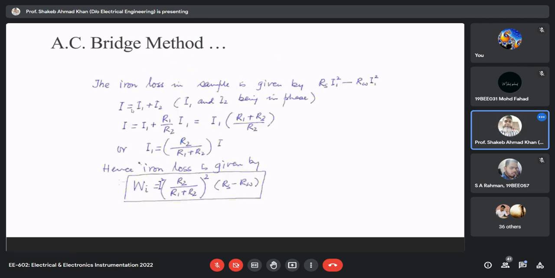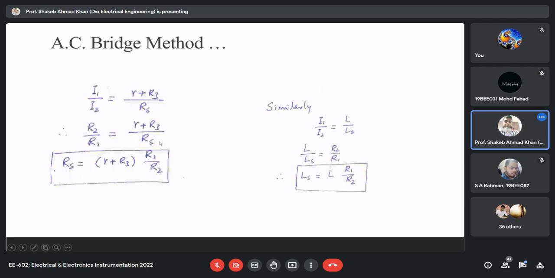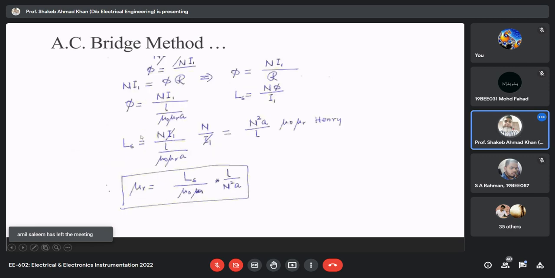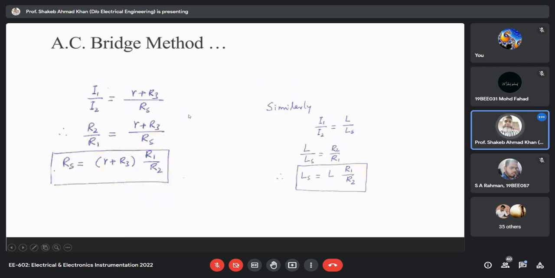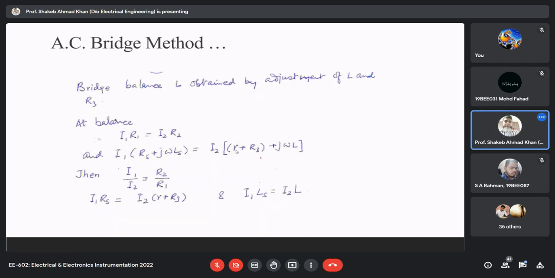Now the total current from the supply is I1 plus I2, and from the balance equation we can write the relation for I2. The bridge will be balanced only when I1 R1 is equal to I2 R2, and I1 ZS is equal to I2 Z, you can say Z here.